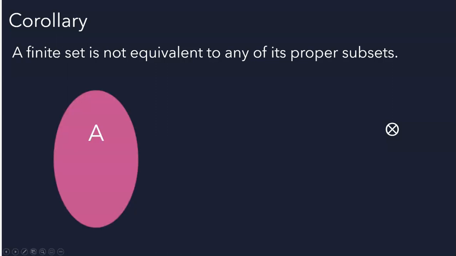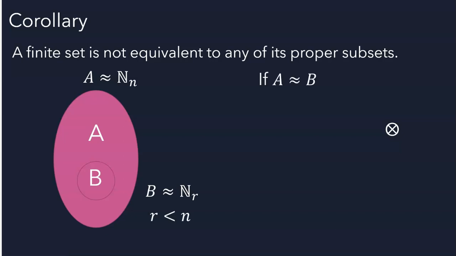Let's say we have a set A, and it's equivalent to n sub n. We have a nice, pretty subset of that, and it's equivalent to n sub r. It's a proper subset, so I know that r is less than n. If A were equivalent to B, then I could use that to create a mapping from n sub n to n sub r, and that mapping would be 1 to 1 and onto. Contradiction, we can't do that because of the pigeonhole principle.